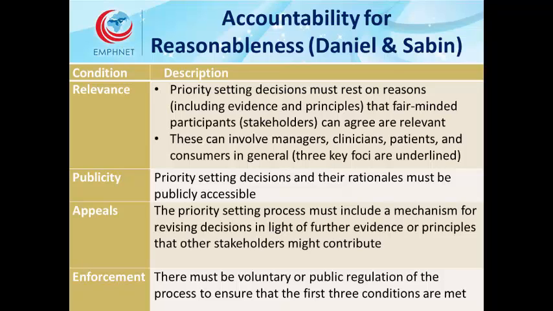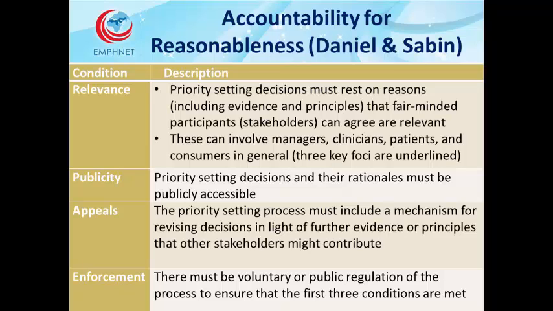Second is publicity, so that the priority setting decisions and their rationale must be publicly accessible, through the website of the Minister of Health, for example, through pamphlets, through the newspapers, through whatever kind of media, so that anyone who wants to know how much is allocated for this particular resource and who receives it, it will be available to him or to her.